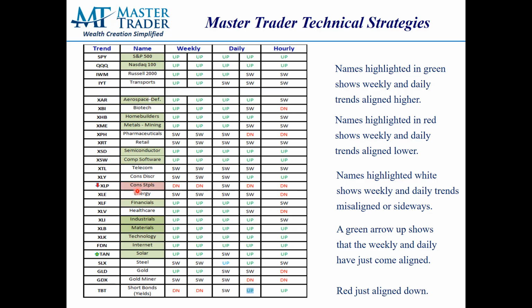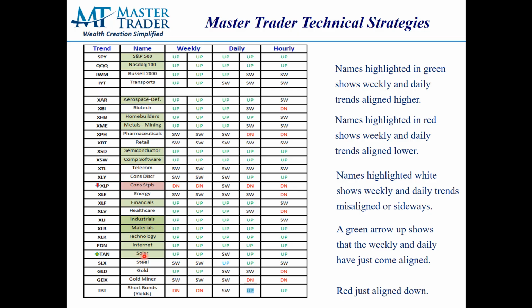Now, consumer staples, see the red arrow here? That means it came into alignment to the downside, the weekly and the daily, that week. And this is moving down, and we'd have to go look at the charts, of course, but odds are pretty darn good we're going to find some good short setups over here. And you see that this is marked red because this is now in alignment. Financials have been moving up. Healthcare got a little neutral that week, turned sideways.